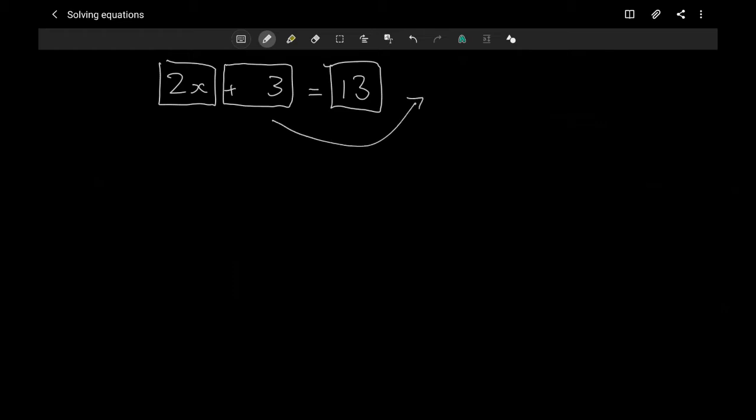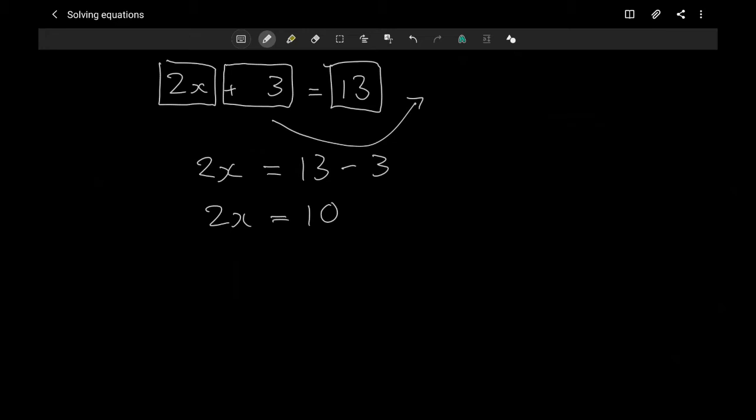So when you move the plus 3 over, on the left-hand side, you'd be left with 2x. You have 13 on the right-hand side. And because you've moved the plus 3 over, the plus 3 becomes a minus 3. So the equation will look like this. 2x is equal to, and 13 minus 3 is 10.